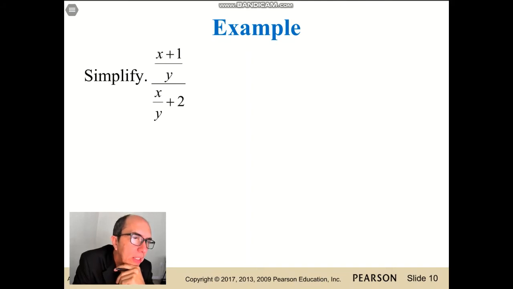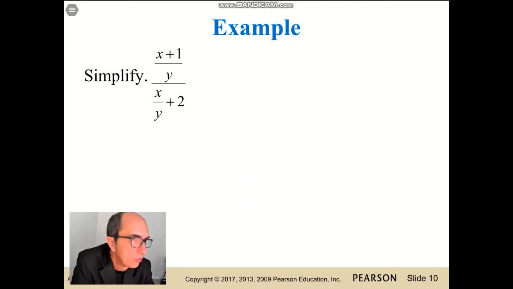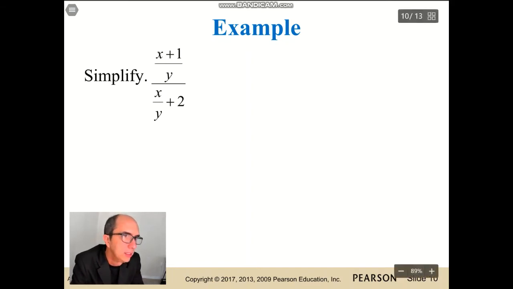Simplification now. Let's check another example. Let's simplify x plus 1 over y, divided by x over y plus 2. And let's use this second method.